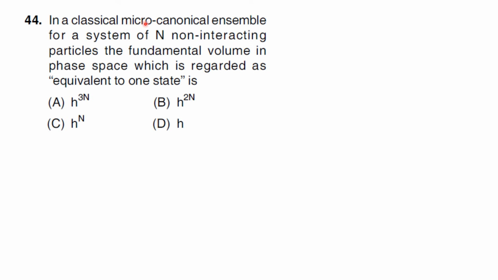In a classical micro-canonical ensemble for a system of n non-interacting particles, the fundamental volume in phase space, which is regarded as equivalent to one state, is? Here it is mentioned that the particle is in phase space. The coordinates of phase space are position coordinates x, y and z and momentum coordinates px, py, pz. Phase space is a 6D space.